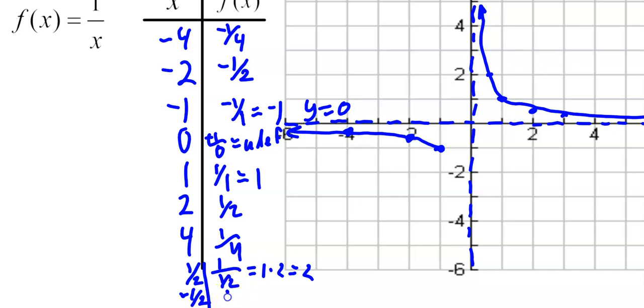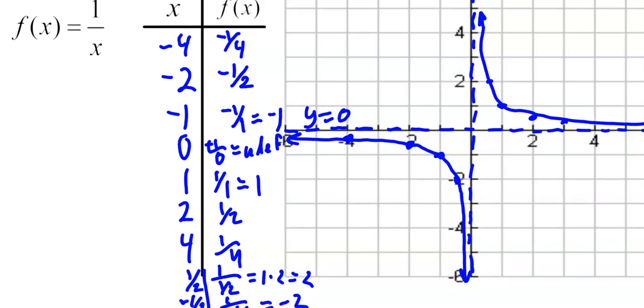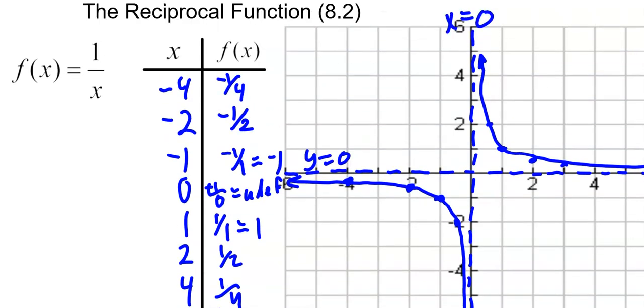Plug in -1/2, that's 1 over -1/2. So that ends up being -2. So -1/2, -2, right about here. And again, this is approaching the vertical asymptote right there. So your basic sketch of the graph looks like that.